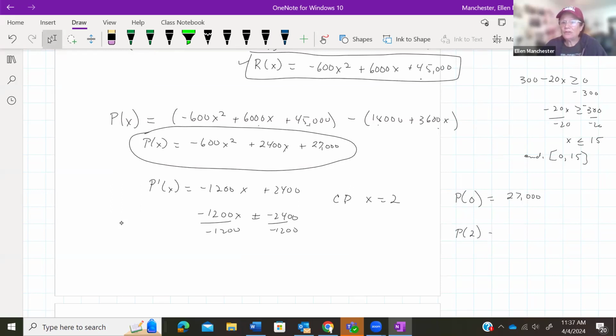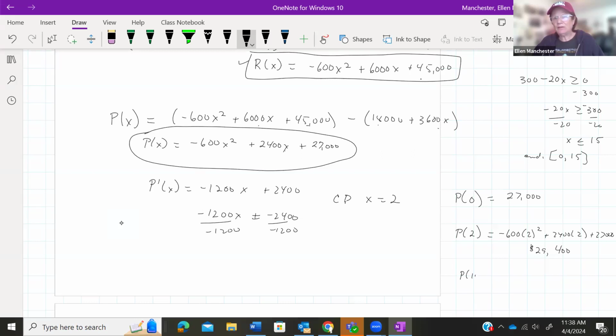So if I make 2 changes, I'm going to plug it into my profit function, because I don't want to leave any profit on the table, right? So negative 600 times 4 plus 2,400 times 2 plus 27,000 is 29,400. Okay, so far that's our maximum profit.